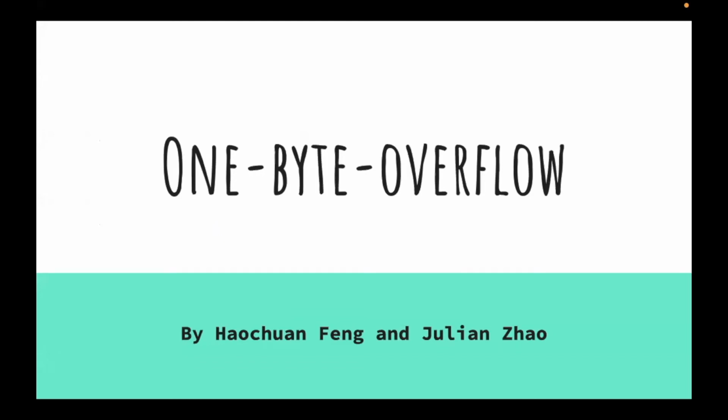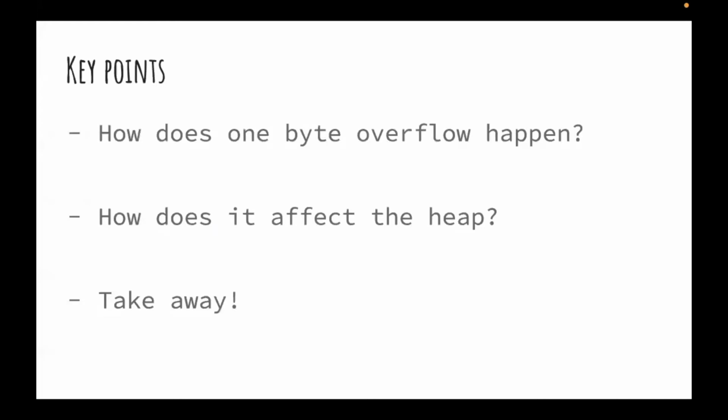Hi everyone. Today we will talk about One-Byte-Overflow. It is a story of how a very small leak caused the sinking of a great ship. We'll first talk about how One-Byte-Overflow happened in a real-life example in Google Chrome OS, and then we will talk about how it affects the heap and some takeaways we learned from it.